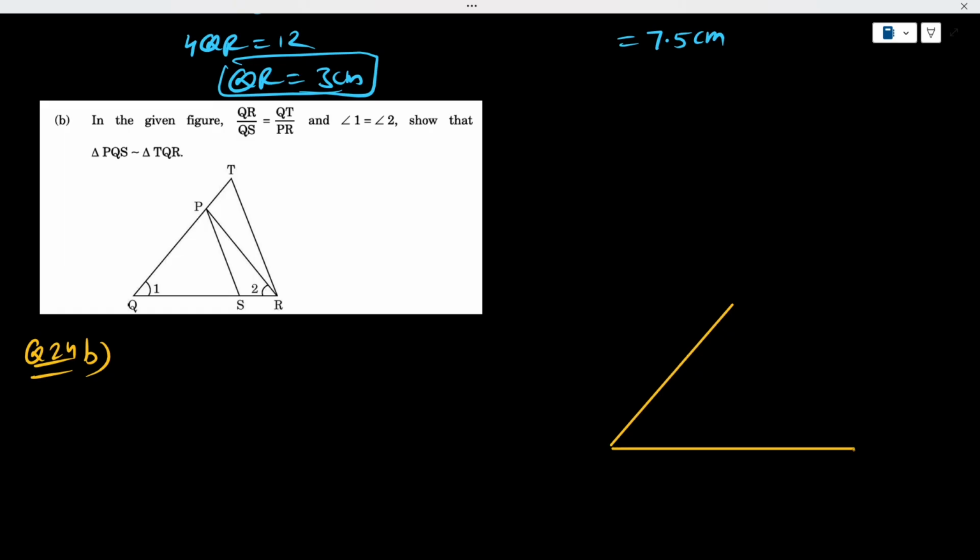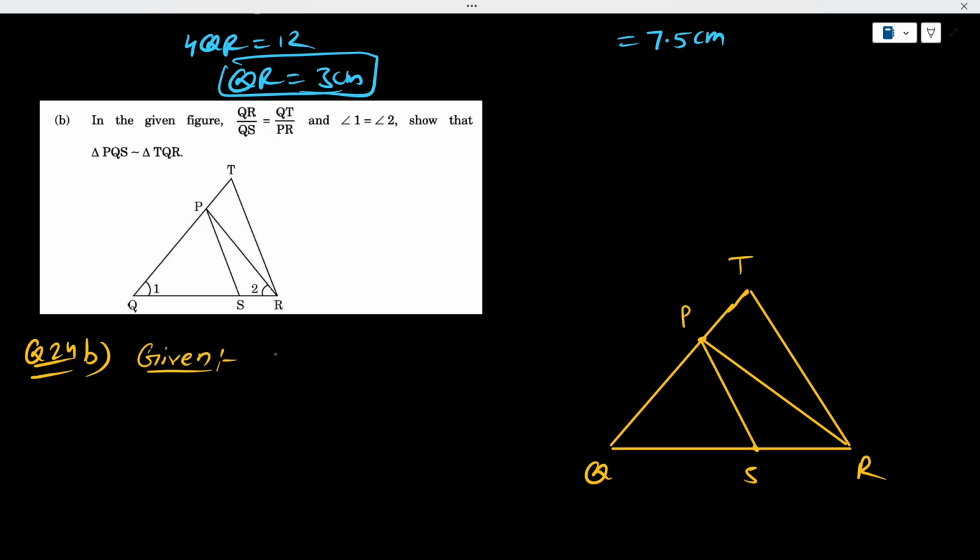Now here, what is given? The big triangle, you can take it as T, this is R, this is Q. Now take one point here, P, and here one point S. Now try to join P to R. So try to draw a neat figure. You can draw a rough neat figure, or you can use a scale to draw it. What else is given here? You can start with the figure, because there is not only one triangle, there are some overlapping triangles also.